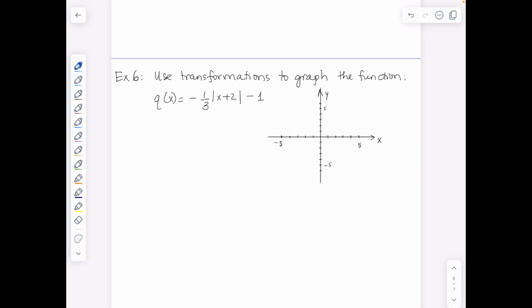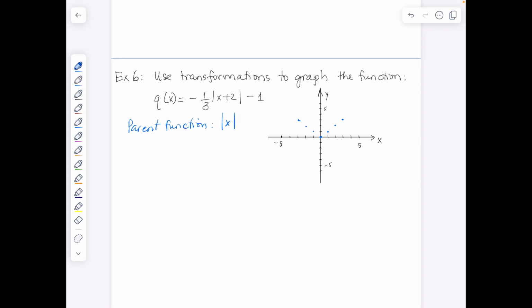Here we have the function q of x is equal to negative 1/3 times the absolute value of x plus 2, and then minus 1. First, we need to identify the parent function. I see here the parent function is the absolute value function, which I remember the graph of is a V shape, and some critical points are (0, 0), (1, 1), (2, 2), (3, 3), and on the other side, we have similar points, but on the negative side, here (-3, 3). And if you connect, you get a V shape.